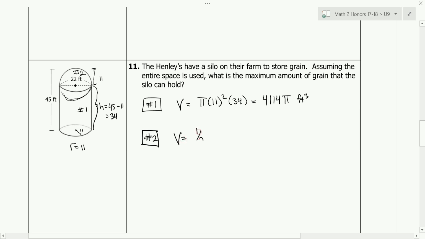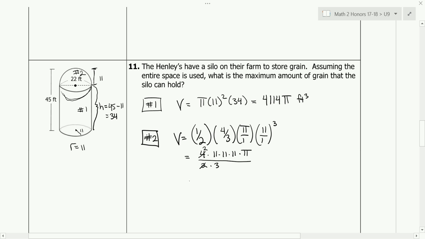All right, so for number 2, the hemisphere, it's half of a sphere, so 1/2 of 4/3 pi, let me put it as a fraction, r cubed. So our r is 11, so 11 over 1 cubed. Okay? And so here we have to multiply together. Well, we got 4 times 11 times 11 times 11 times pi over 6, or 2 times 3. I'm going to reduce this a little bit. And so we end up getting 2 times 11 times 11 times 11. What is that?